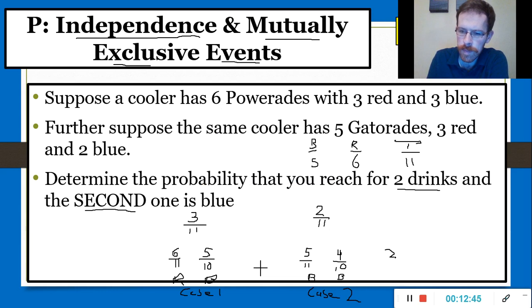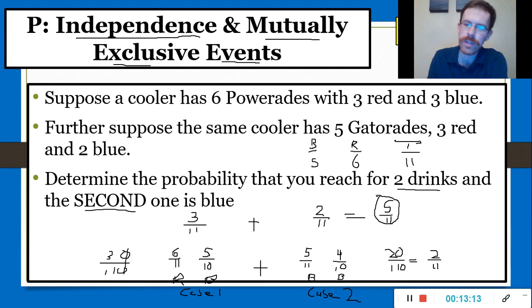Because this is 20 over 110, which simplifies down to 2 over 11. If you multiply these together, you get 30 over 110, which just simplifies down to 3 over 11. Now, you have 2 11ths plus 3 11ths. You add those up, you get a total of 5 out of 11.